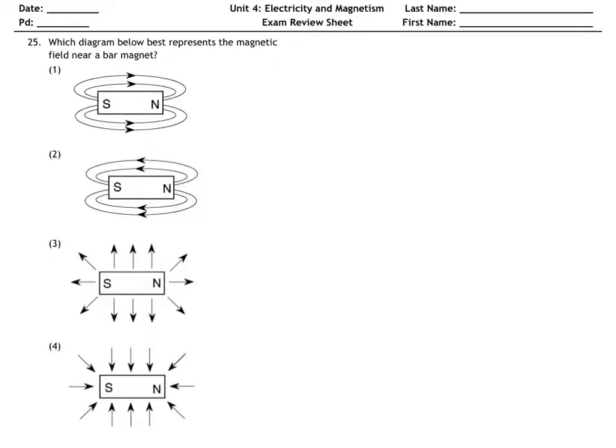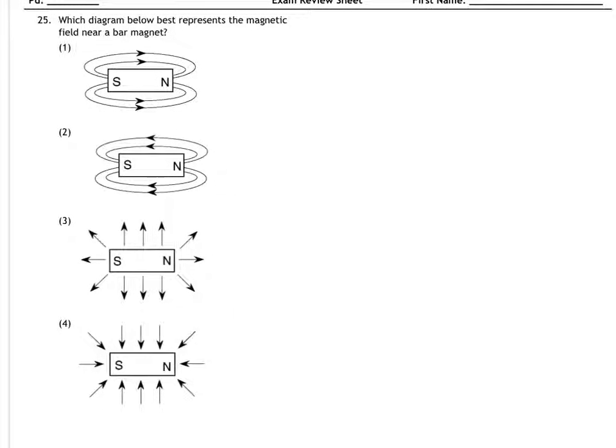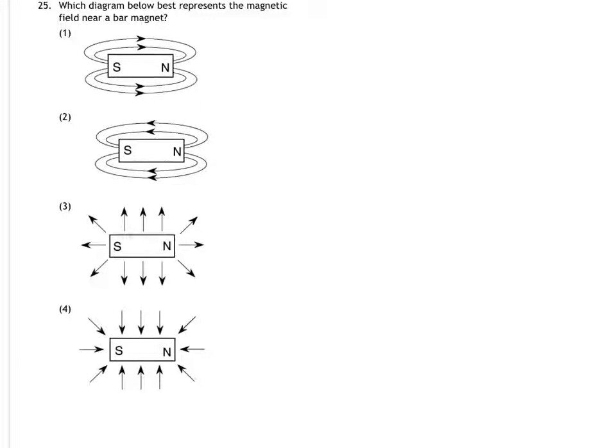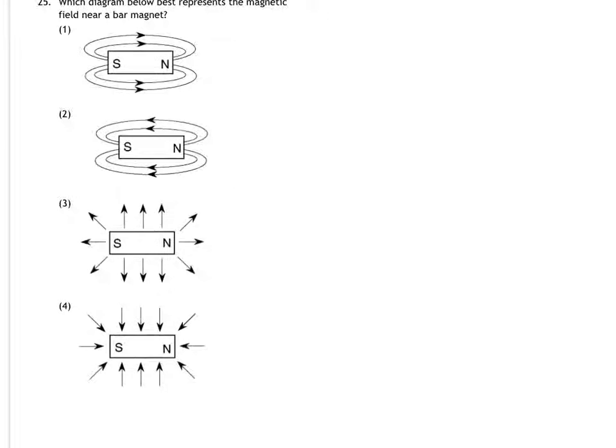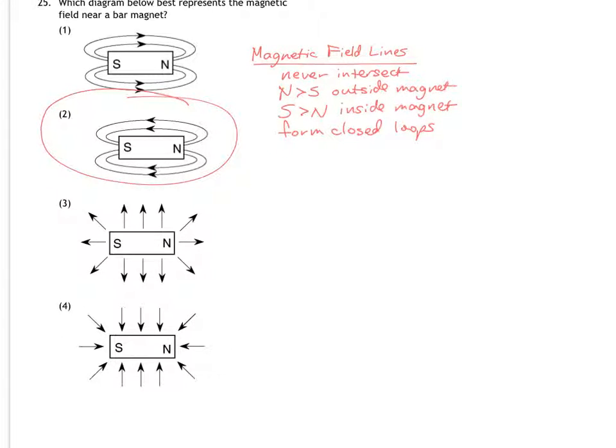In 25, it's also about magnetic fields, but they want to know what the magnetic field might look like near a bar magnet. So there are a few rules for magnetic field lines. The first one is that they can never intersect. The second is that they travel from north to south outside the bar magnet. The third is that it's south to north inside the bar magnet. And the fourth is that they always form closed loops. And the only diagram that meets all of those requirements is choice 2.